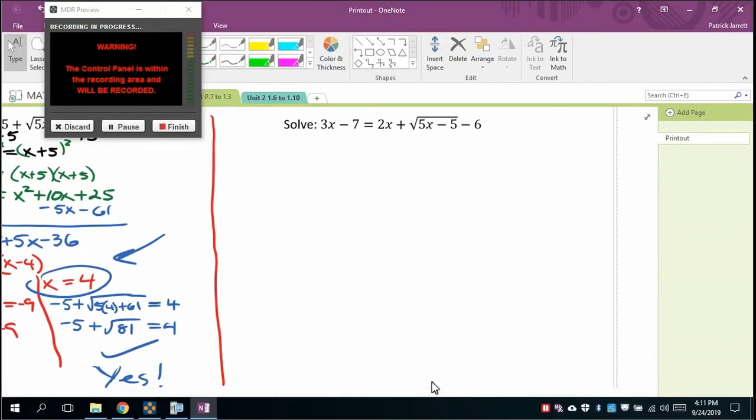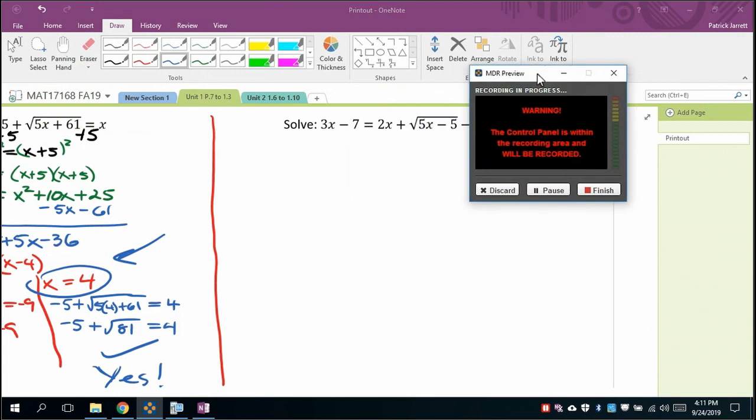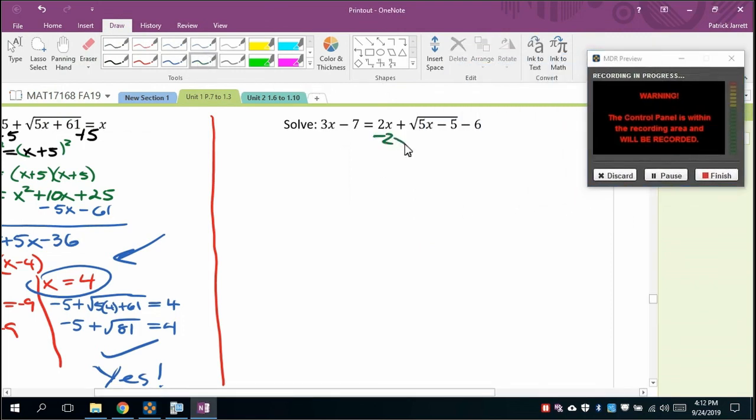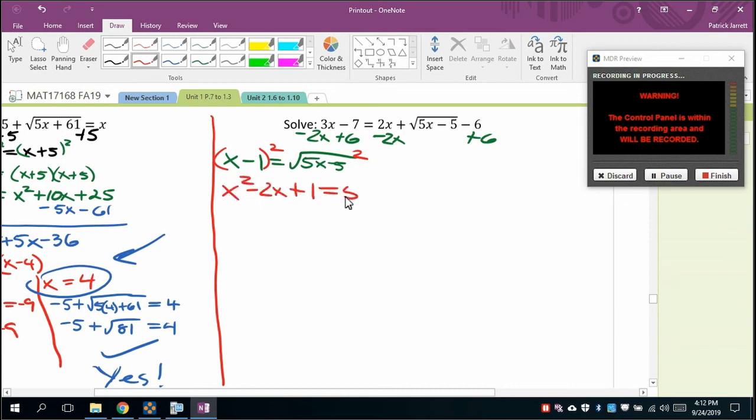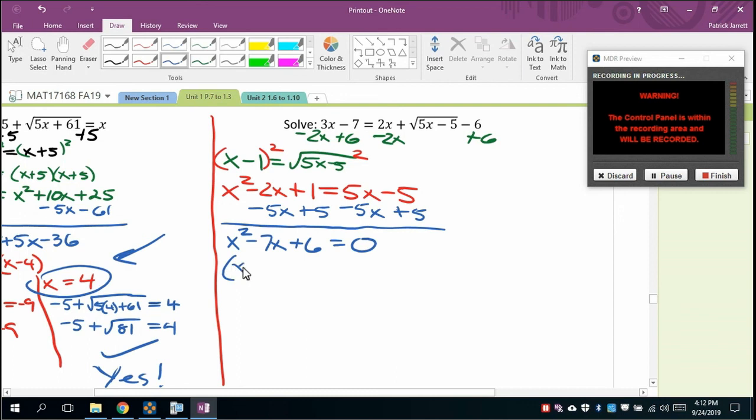All right, the very last example for this, we need to get everything over to one side. So I'm going to subtract 2x and add 6 to both sides. And what we're left with is x minus 1 equal to the square root of 5x minus 5. So then I'm going to square both sides here by FOILing. You have x squared minus 2x plus 1 equal to 5x minus 5. And then we'll take away 5x and add 5 to both sides, and we will have x squared minus 7x plus 6 equal to 0. This will factor into x minus 6 times x minus 1 equal to 0. We'll get x equal to 6 and x equal to 1.